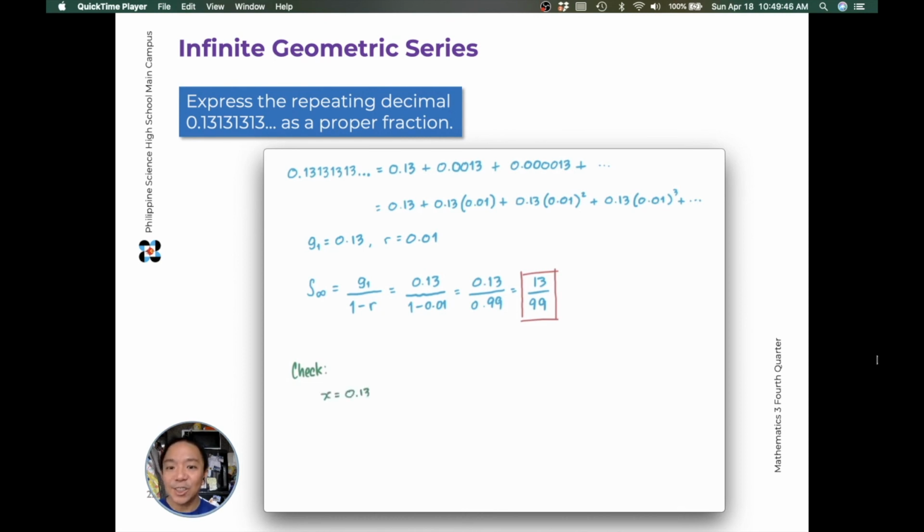Na you just let x be equal to 0.1313 bar. Tapos multiply natin siya 100. 100x is equal to 13.1313 to infinity. Then isubtract natin yung second equation from the first. And we'll have 99x equal to 13 or x equals 13 over 99. So tama naman. Mas mahaba pa yung ginawa nating solution. But we applied the idea of an infinite geometric series and it's supported by previous methods that we already know.